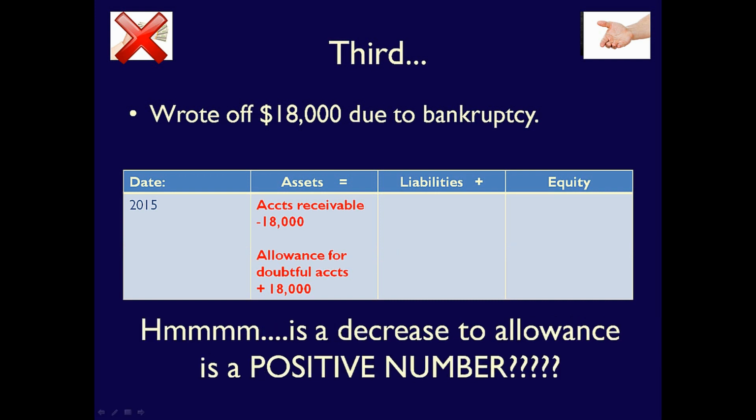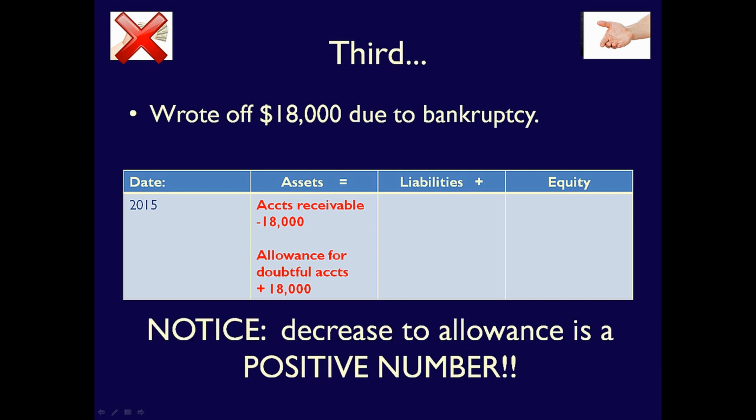Should this entry be a negative or a positive? This is an error that students frequently make. We're using up the allowance, so you might think the amount would be a negative, but you would be wrong. Remember that the allowance for doubtful accounts is a negative number because it's a contra asset account.